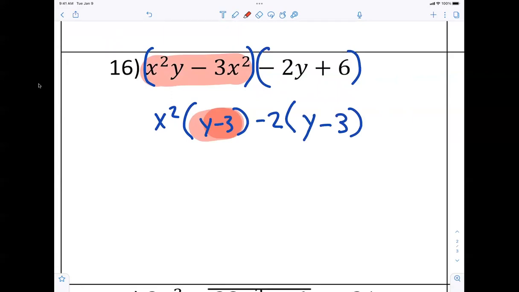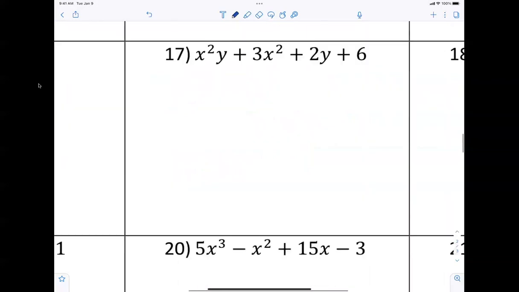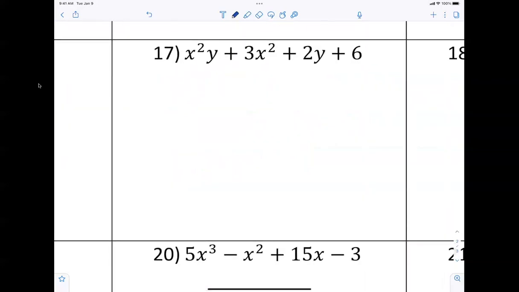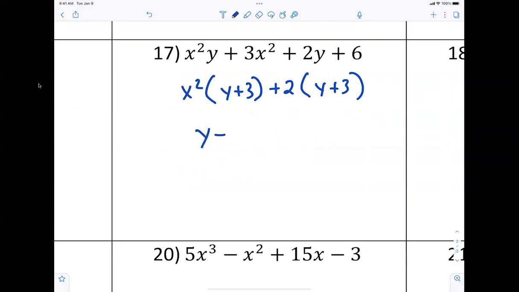So now my final answer is beautiful. Here we go. 17. What's common? X squared. What's left? Y plus 3. And then what's common? What kind of 2? Positive 2. What's left? Y plus 3. Final answer: X squared plus 2 times Y plus 3. You with me, right?